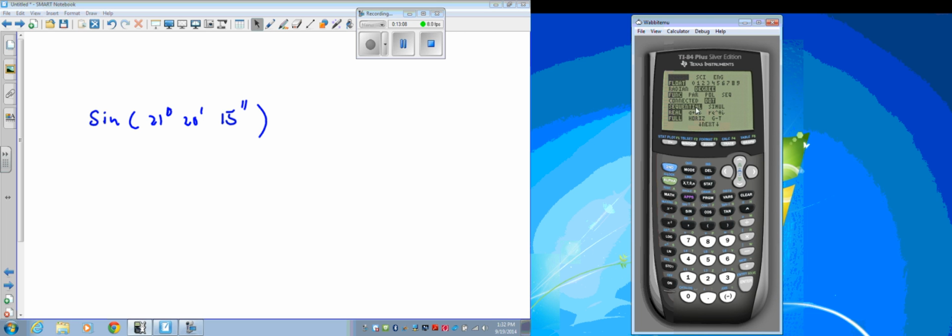You just got to know what your calculator's showing to you. And some will graph it wrong, depending what you have set up. All right, let's go back and look at some more of these.